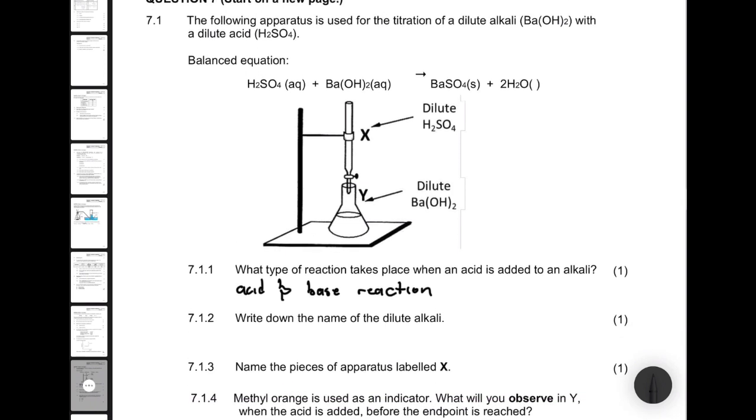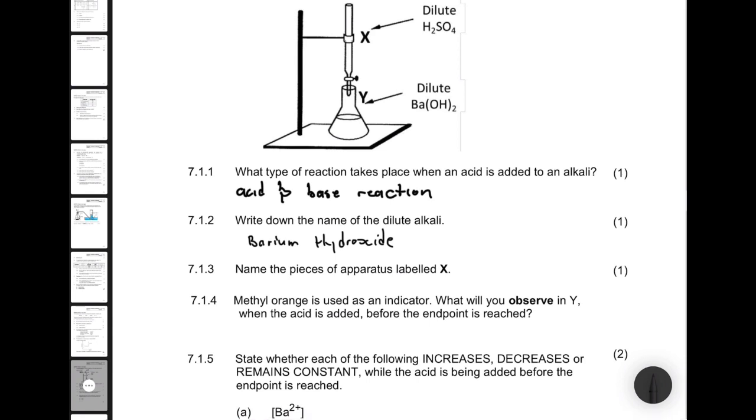Now let's move to 7.1.2, which says write down the name of the dilute alkali. So the acid is H2SO4, which is basically sulfuric acid. Ba is barium, right? And then OH, you usually pronounce it as hydroxide. If you remember, if we have NaOH, this would be sodium hydroxide. So this will consequently be barium hydroxide. So here 7.1.2, we have barium hydroxide.